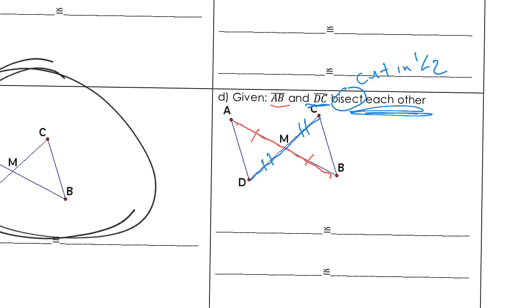So if they bisect each other, they're both equal. So DM equals CM. And MB is congruent to AM.